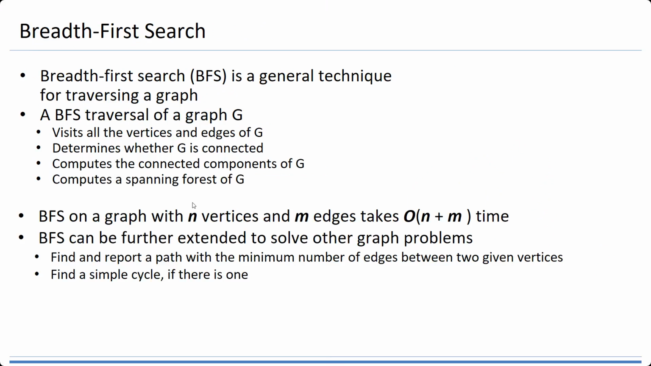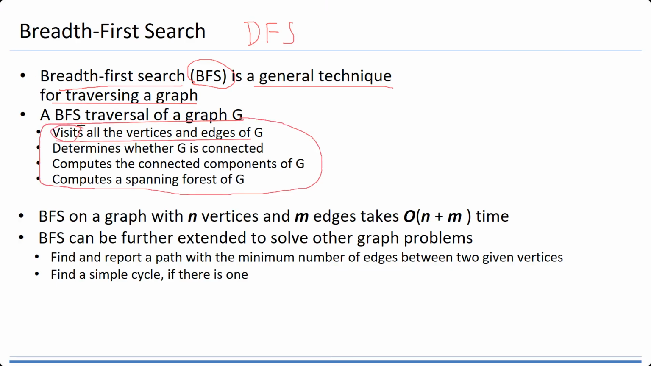Now let's look at the details about breadth first search. We call it breadth first search or BFS. If it is depth first search, we use DFS. BFS is a general technique for traversing a graph, and a BFS traversal of a graph G means we do the following. First, we visit all the vertices and edges. Okay, so the same as the DFS.